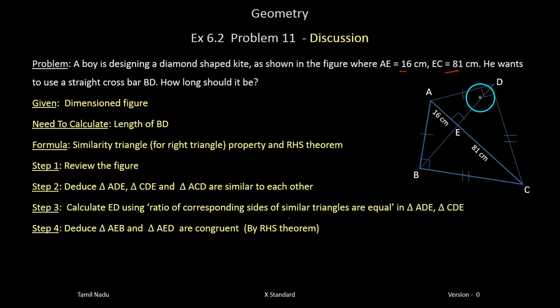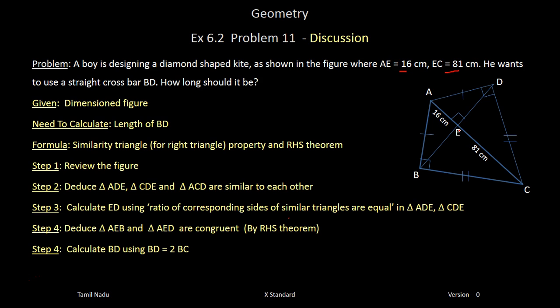Next, now that you know ED, you have to show this triangle is congruent with this triangle using the RHS theorem. That is, ABE is congruent to AED. If it is shown, then ED will be equal to EB. Once you know ED equals EB, you can calculate BD, which is nothing but 2 times ED, because this side is equal to this side. So that is how this problem will be done.